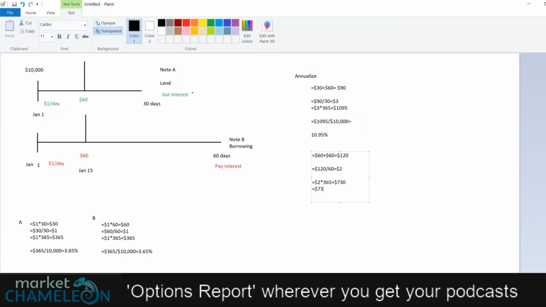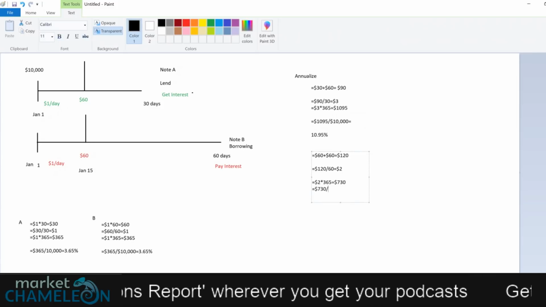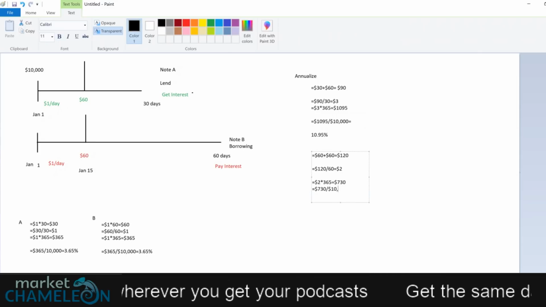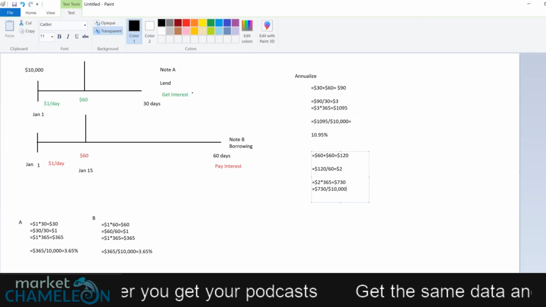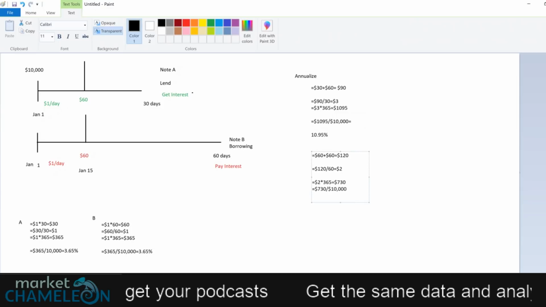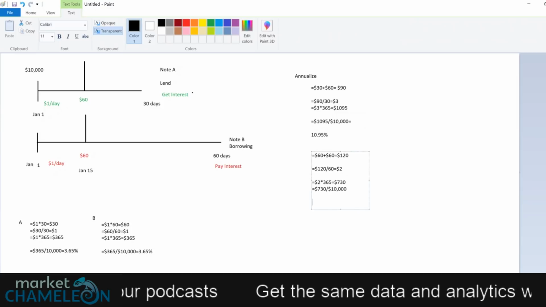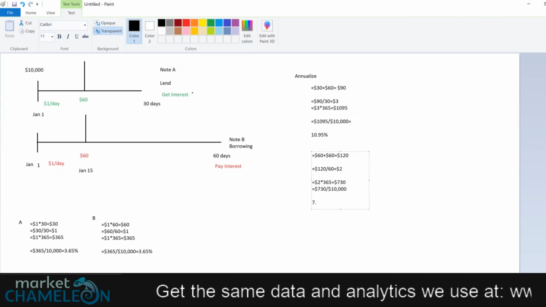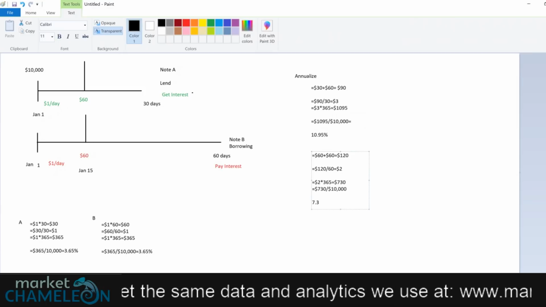Then we take the 730, which is our total interest, and divide it by the same $10,000 that we're borrowing. And what's the interest rate here? 7.3. Exactly 7.3.